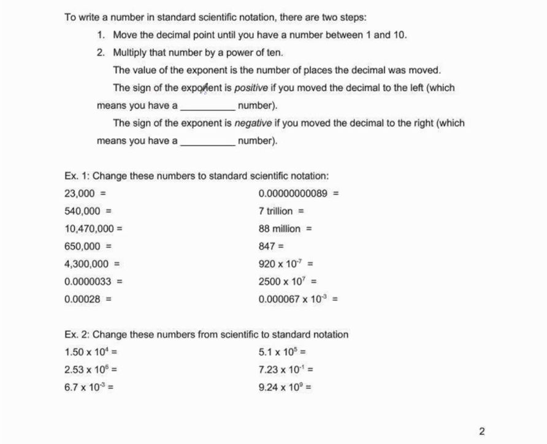The sign of the exponent is going to be positive if we move the decimal to the left, which means that we had a big number, something greater than 1. The sign of the exponent is negative if you move the decimal to the right, which means that you have a small number, something between 0 and 1.